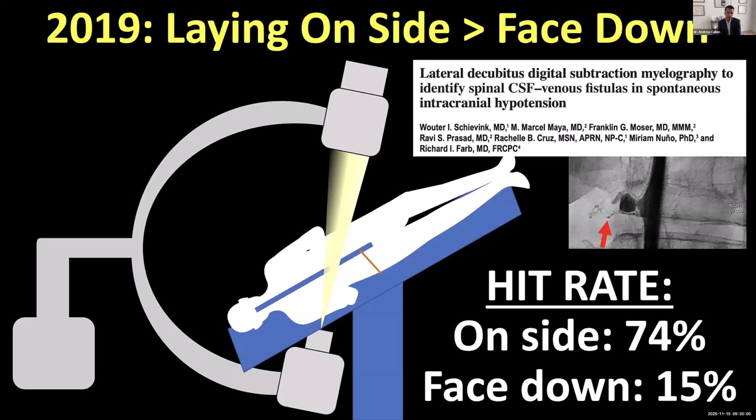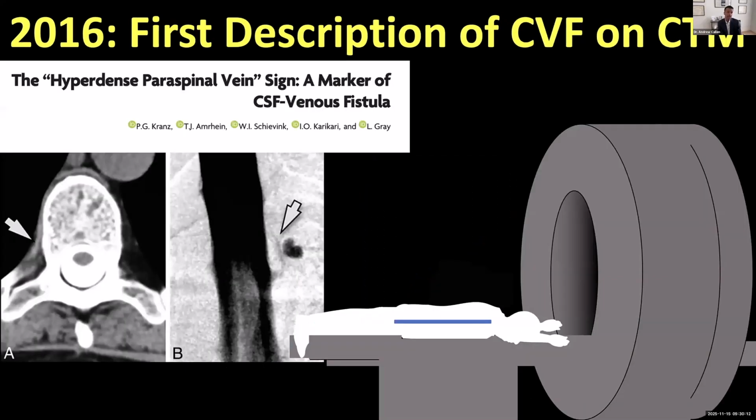And this was important because it helped us understand that most of these fistulas are occurring at or around the nerve root sleeve complex or with the associated meningeal diverticula. In 2016, Dr. Krungs and the group from Duke described that we could see these on CT as well. And they described this sign, the hyperdense paraspinal vein sign.